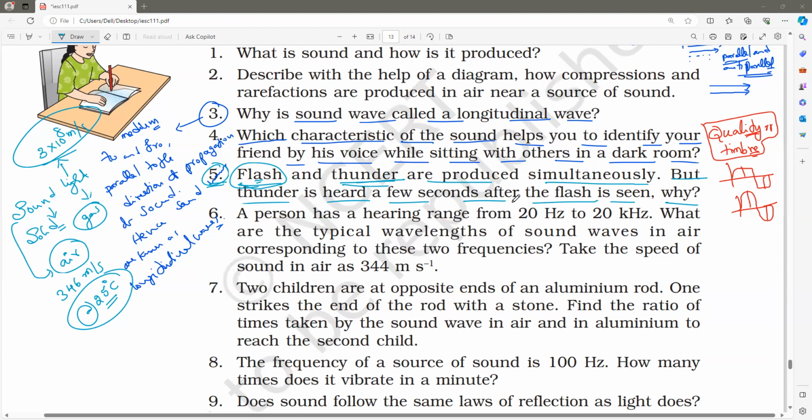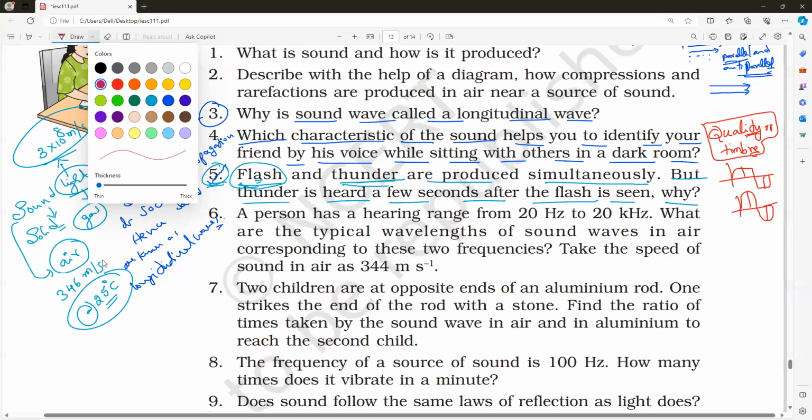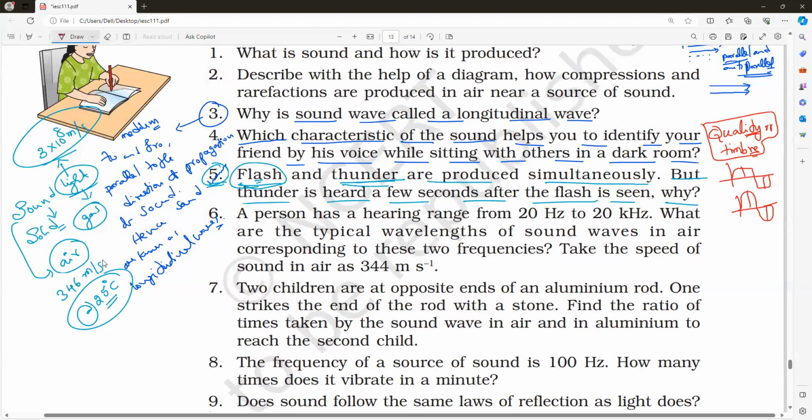Flash only we can call it as what? Flash only we used to say is light. Thunder is heard a few seconds after the flash is seen, even though both are produced at the same time.